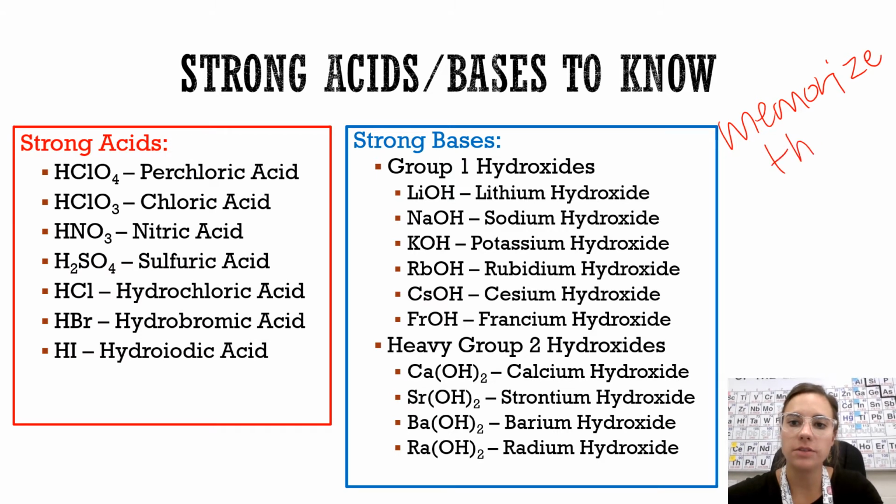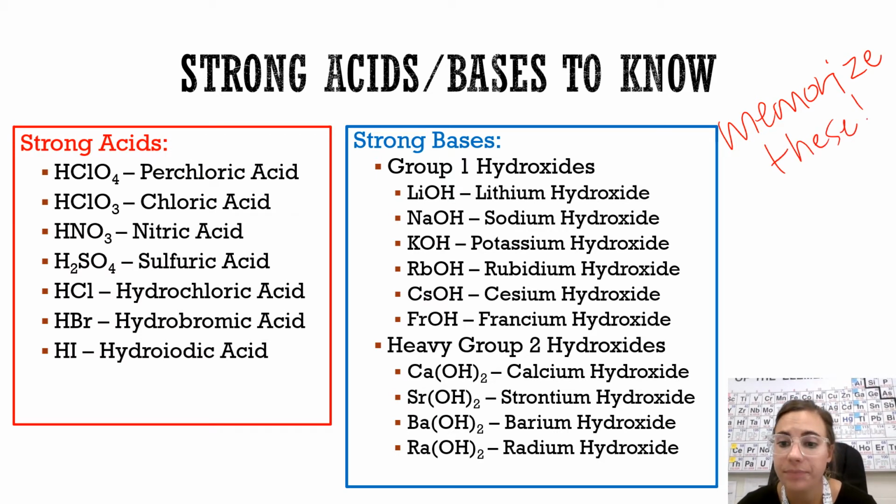So a lot of times students are like, how do I know if it's a strong or a weak acid? Well, as long as you have the strong ones memorized, if it's not one of those 7, it's weak, period, the end, okay? If a base is not one of these, if it's not a group 1 or the heavier group 2 hydroxide, it's weak, period. So you just got to remember these strong ones.